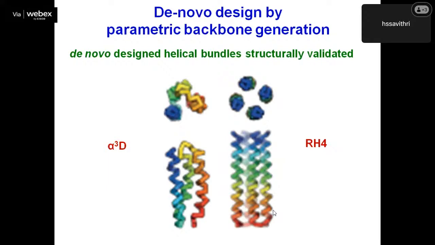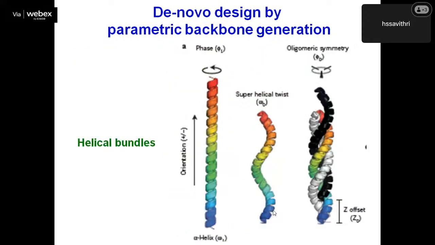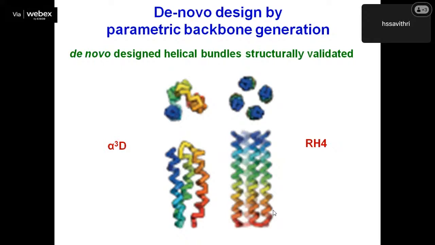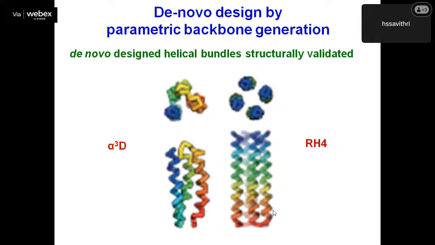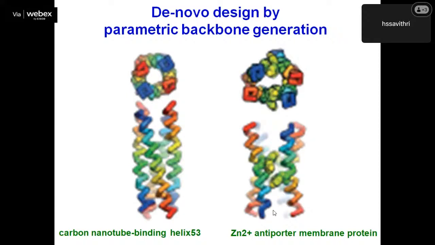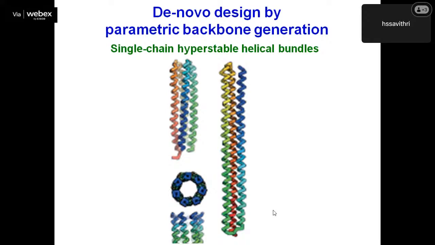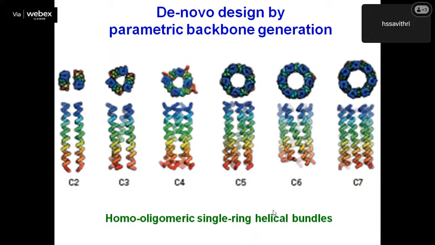I will skip that. I cannot tell you what parametric backbone generation is. This is another technique for de novo design. They have used this principle also to design helical bundles, basically. See, there is a three helical bundle. Here, there is a three helical bundle and a four helical bundle. They have designed a five helical bundle and a three helical bundle. This kind of bundle structures also they have designed. These are based on some other principle called parametric backbone generation, but which, as I said, is beyond the scope of what we can cover.